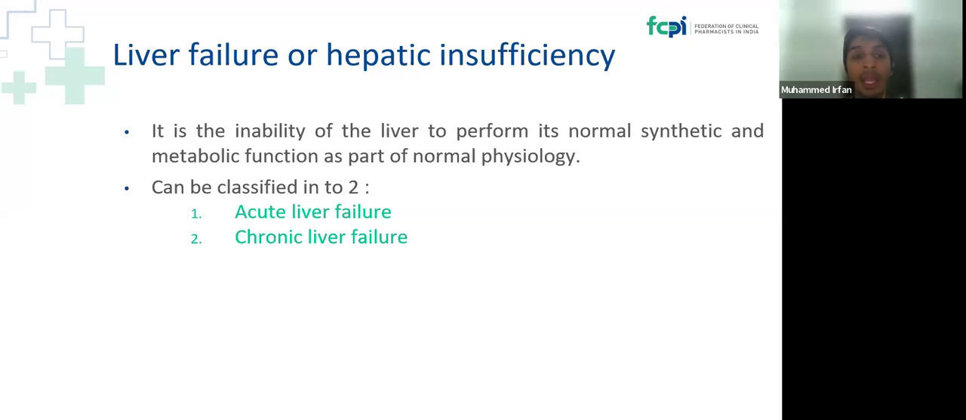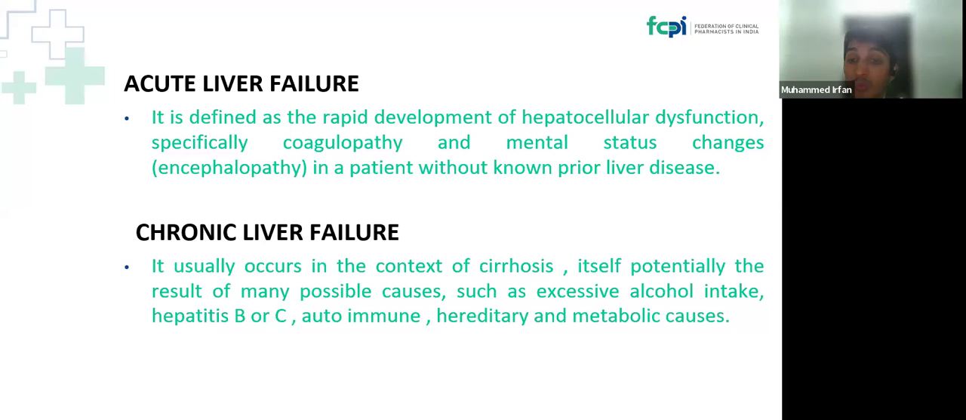most of the 50% of drugs are metabolized by the cytochrome 3A4 enzyme. Liver failure can be classified into two: acute liver failure and chronic liver failure. Let us see how we can differentiate them. Acute liver failure is mainly defined as the rapid development of hepatocellular dysfunction, specifically coagulopathy and mental status changes, in patients without prior liver disease.